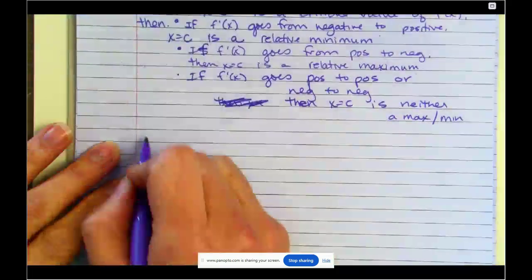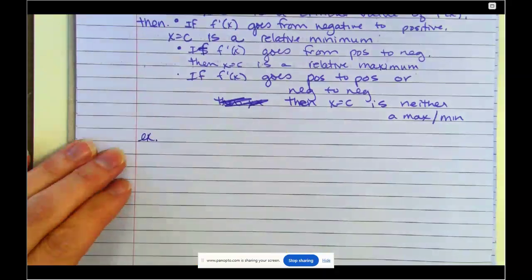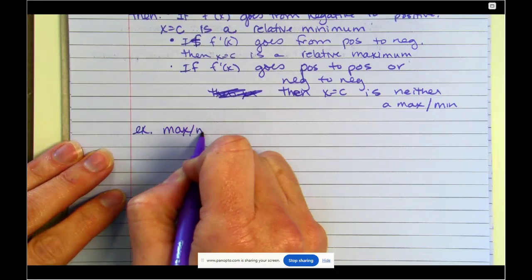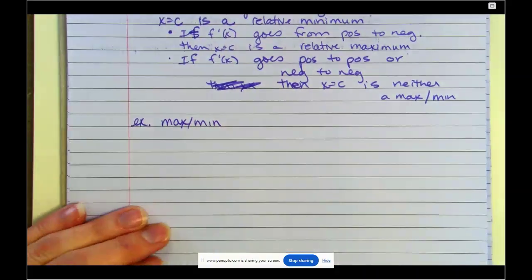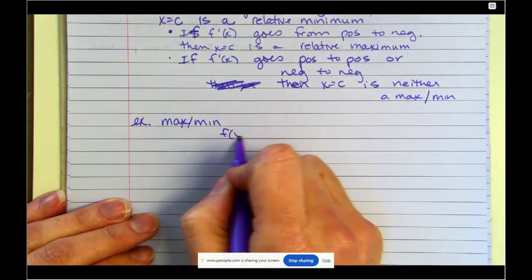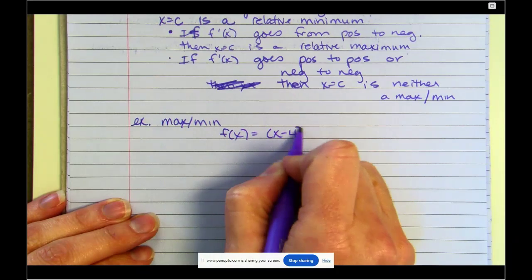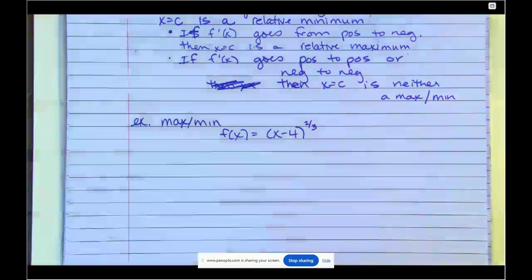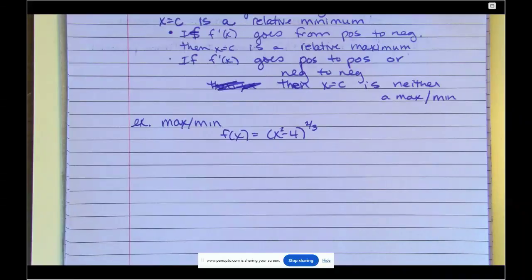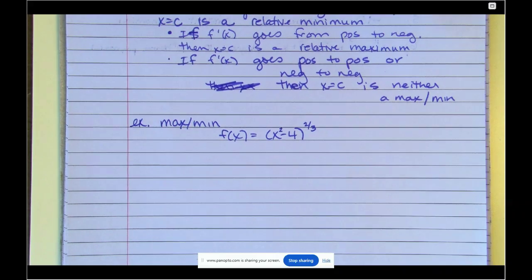Let's do this one. We're going to find maximums and minimums, and also the intervals of increasing and decreasing, but we're just going to do maximums and minimums. So let's say f of x is equal to x squared minus 4 to the 2/3. Whew, that makes a difference. Okay, so first step, since I know you've forgotten things over the weekend, is to find the derivative and set it equal to 0. Okay, please do that.